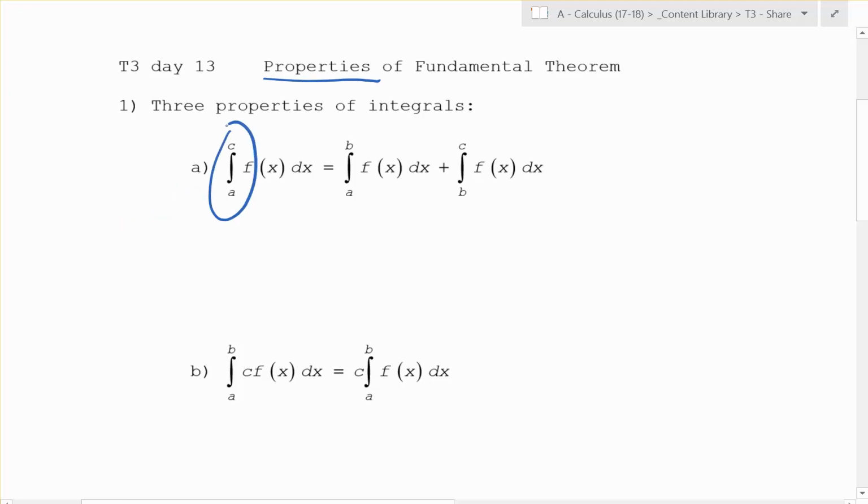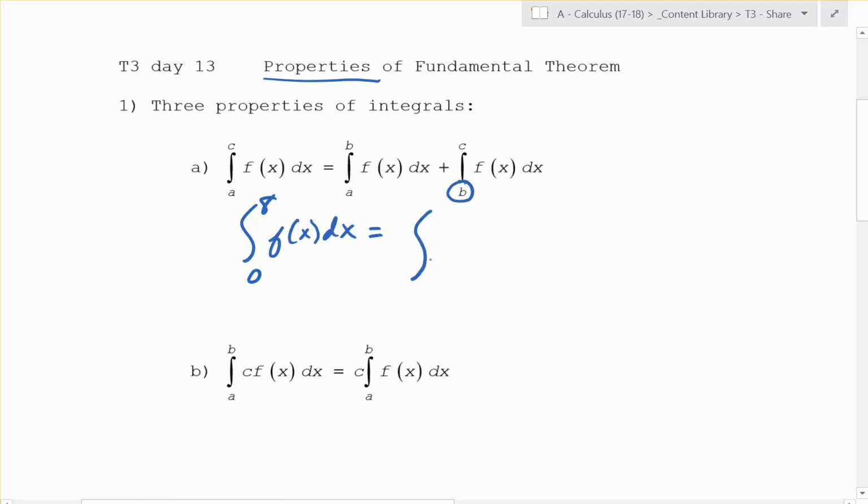So this one goes from a to c, and what you can do is you can take a number b, and it doesn't have to be between a and c, but as long as these are the same, you can break them apart. And keep in mind you can go backwards and forwards on this. So just for example, let's say, just making something up here, like 0 to 8 of f of x dx. You can pick any other number you want, and it still works.